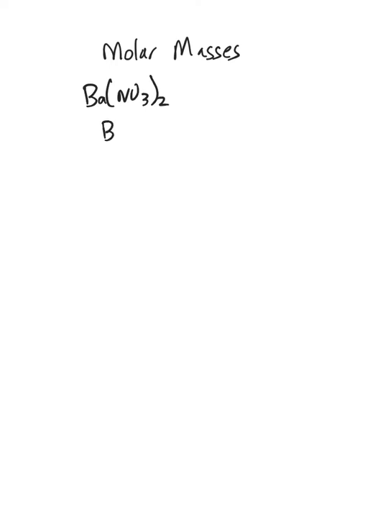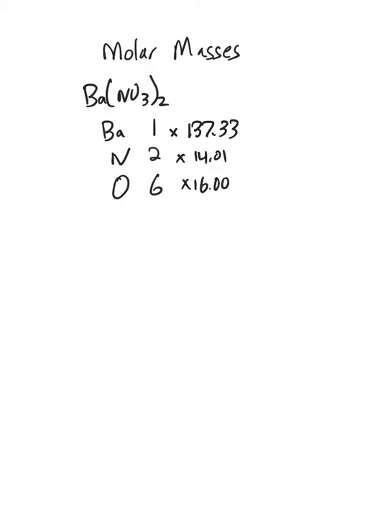We've just gone through an exercise in an earlier video to determine the number of each type of atom in barium nitrate. Now we've got one barium, and we have 2 nitrogens and 6 oxygens. That parenthesis subscript 2 means we multiply all the atoms inside it by 2. And we're going to use the periodic table and the average atomic mass for each to come up with the overall mass for this compound.